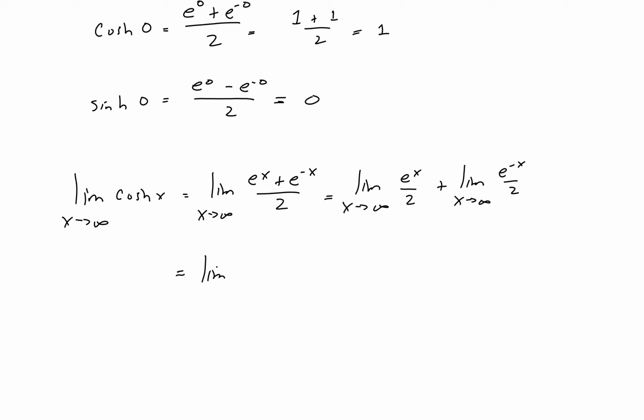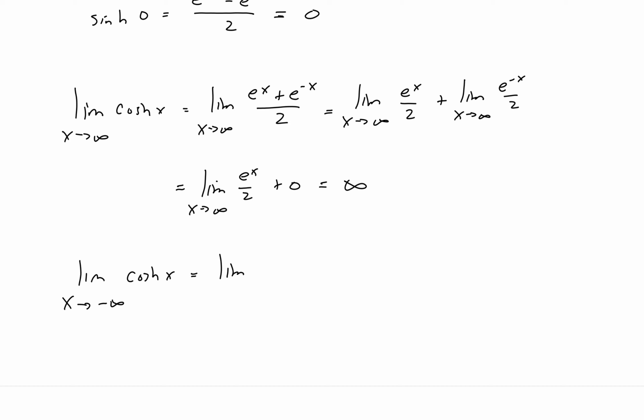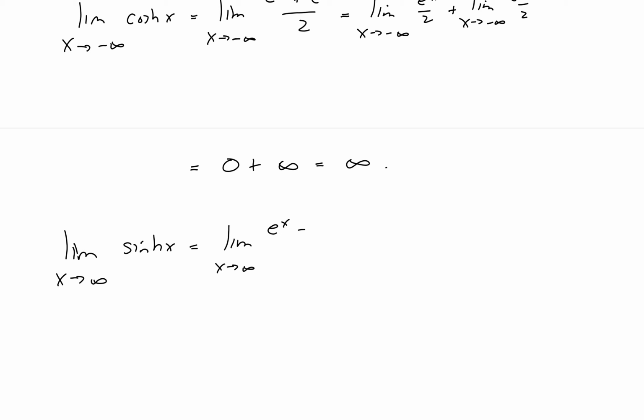For example, the limit as x goes to minus infinity of e to the x plus e to the minus x over 2. We break this up into two different pieces. And now in this case, the first limit is going to 0, and the second limit is going to infinity. So this goes to 0 plus infinity, which is infinity, just like our graph told us. And similarly, we can go ahead and do the limits for hyperbolic sine. We break this up just like above, and this goes to infinity minus 0, which is infinity.